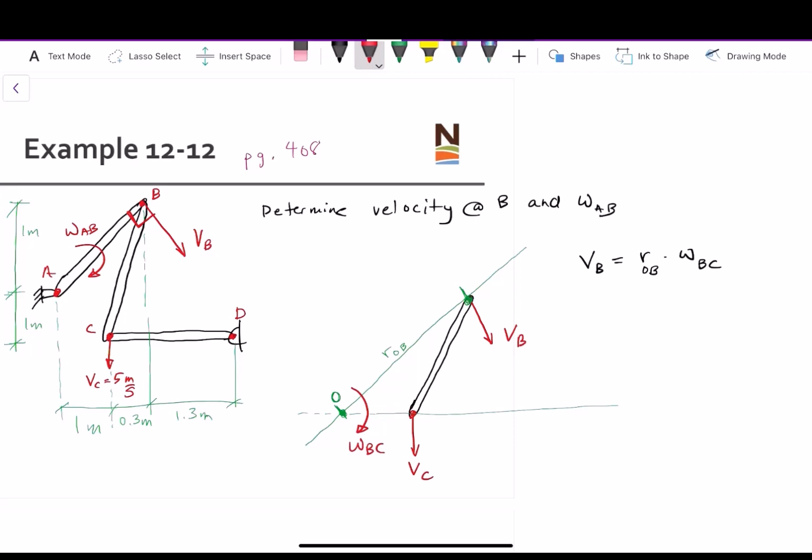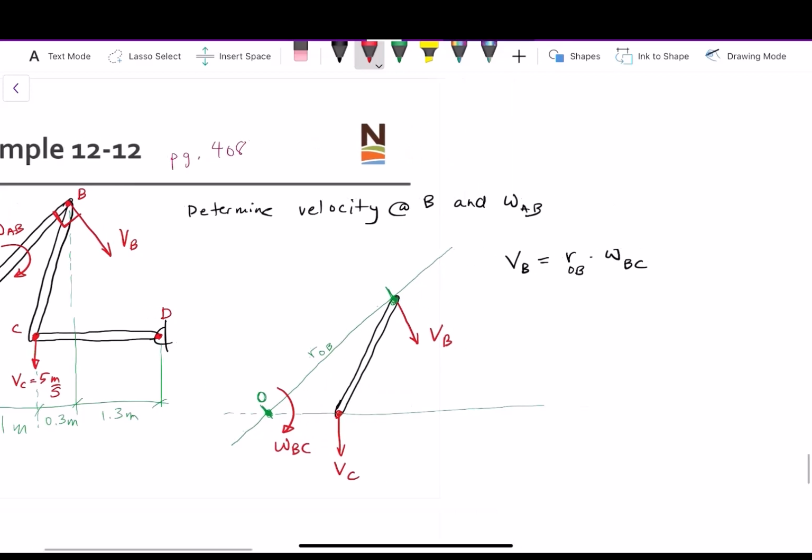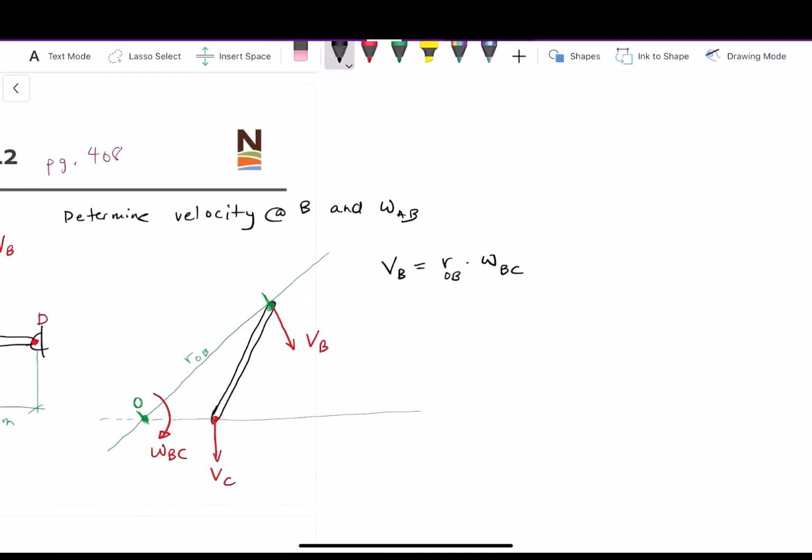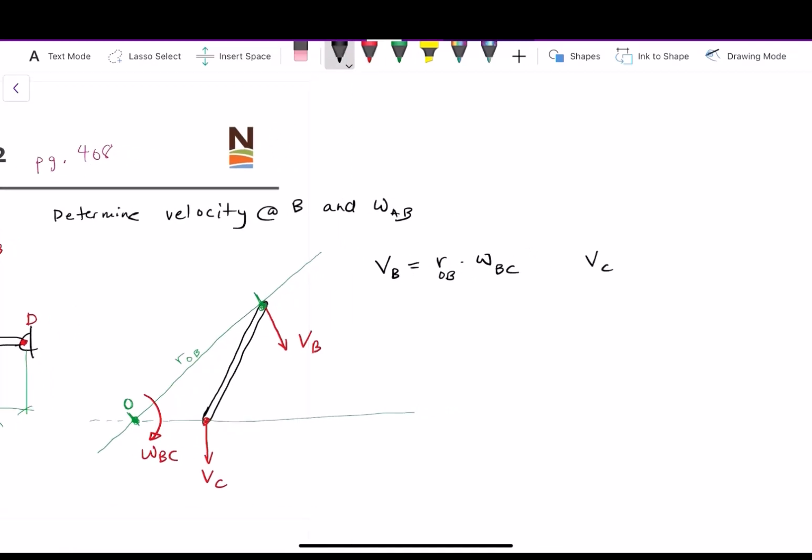So how do we get to, I would say first, the angular velocity BC? Well, we have to start with what's known. The other known that we have here is our velocity C. So velocity C would be equivalent to R_OC times omega BC. If we rearrange, we can solve for omega BC, which would be V_C over R_OC. So now we just need to find R_OC, which is this radius here.